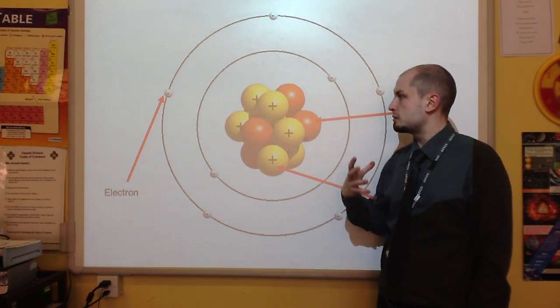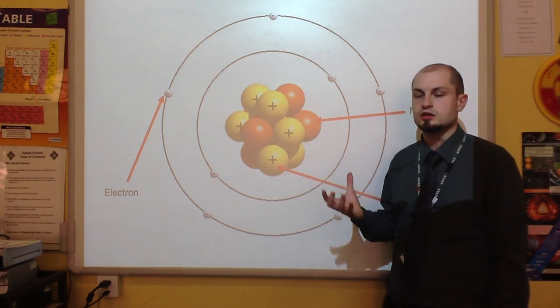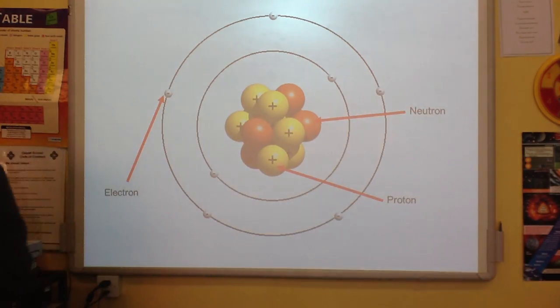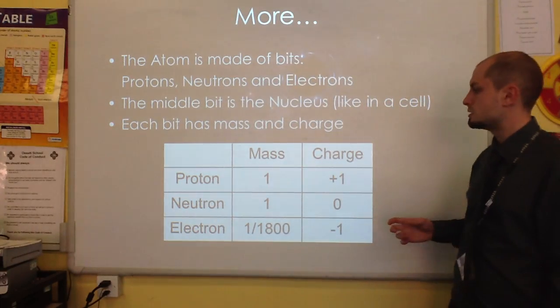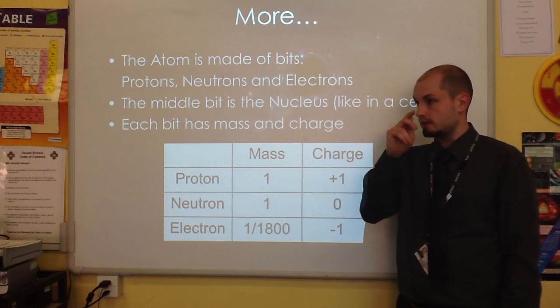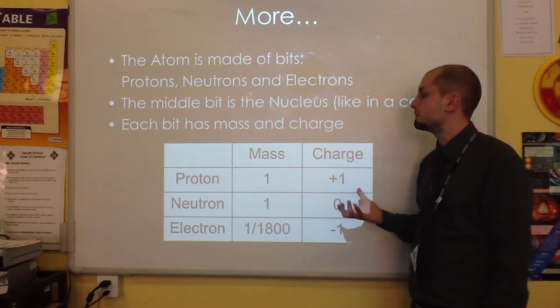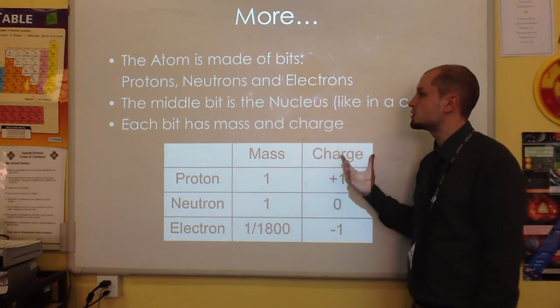Now I want to move on a little bit, but it's important that you know where these positions are within the atom. It's important because it tells you a little bit more about radioactivity. Now, in the last section, I talked about alpha, beta and gamma radiation and what they're made of. But now I'm going to explain a little bit more as to the nature of them, using what they're made of. So you should know that the atom is made of bits, protons, neutrons and electrons.